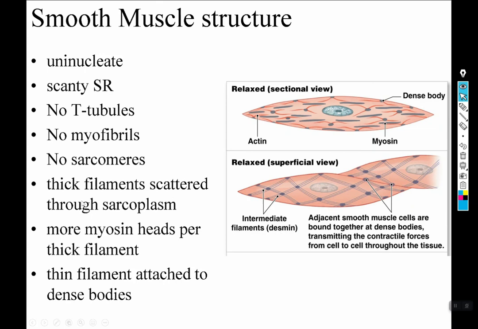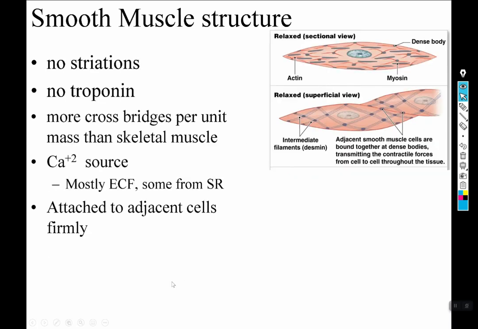And we've got this sort of loose and diffuse arrangement of thick and thin filaments that can interact and overlap, but only when something causes calcium to be highly available and allows it to link up. So there's more myosin heads per thick filament in this arrangement, which creates more potential for cross-bridge formation, even though the myosin filaments, or thick filaments, are not that long. And the thin filaments are not anchored at a Z-disc, but rather at dense bodies. So there's no striations and there's also no troponin.